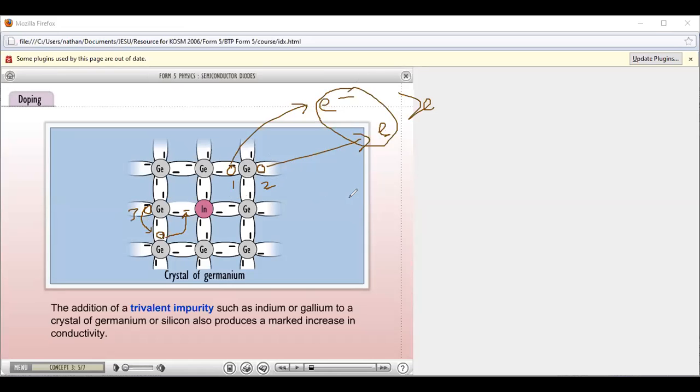So when you dope using a trivalent atom, the trivalent atom lacks electrons, so it accepts electrons. Because of that, the semiconductor now has more holes compared to free electrons. That's why we call this a p-type semiconductor. P means you have more positive charges. Even though a hole is not a charge, there are more positively charged holes compared to electrons. That's why they call it a p-type semiconductor.